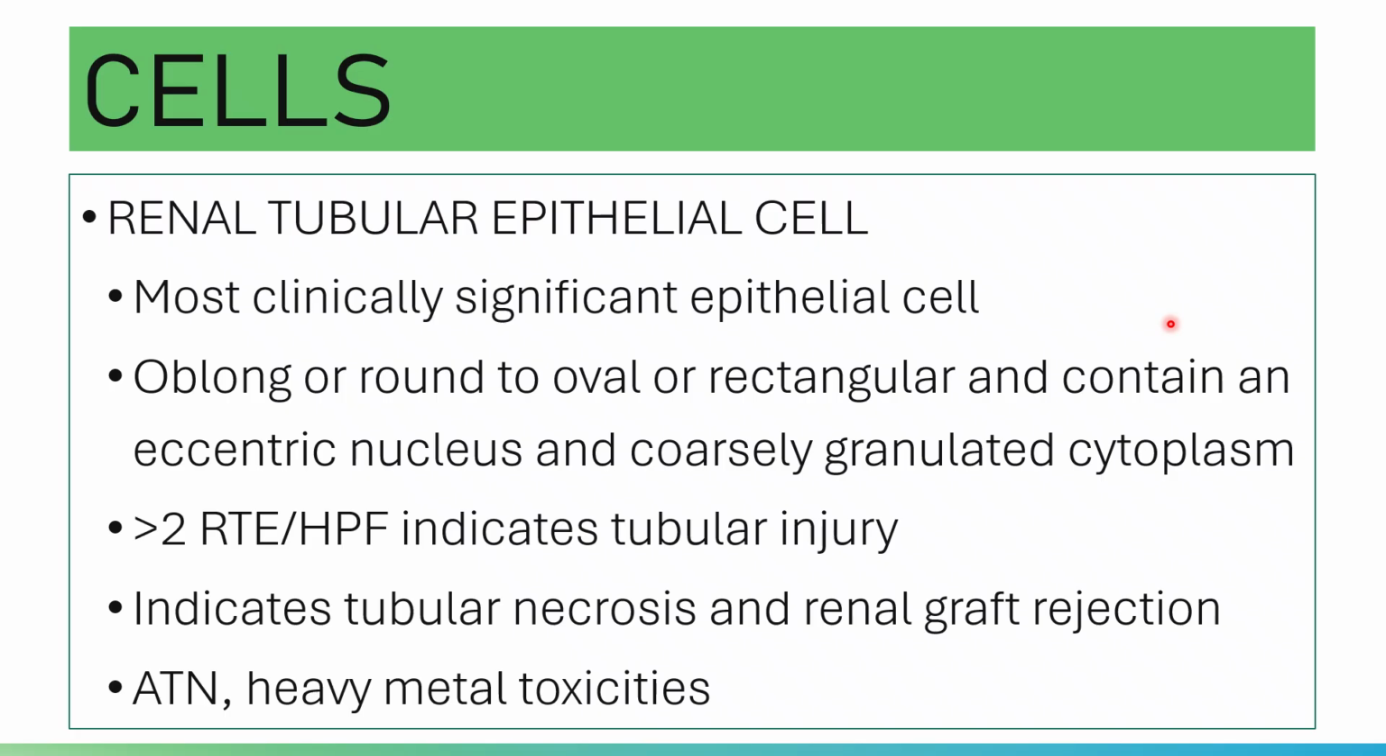Your cells from your distal convoluted tubule are smaller than those from your proximal convoluted tubule. Cells from the distal convoluted tubule are round or oval, and they can be mistaken for WBCs and spherical transitional epithelial cells.